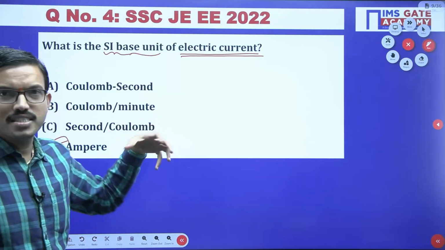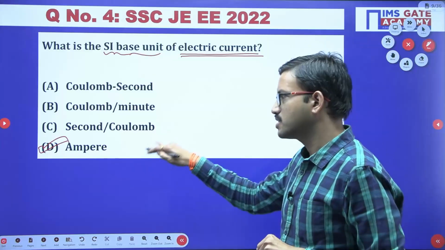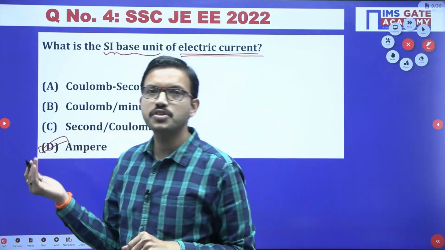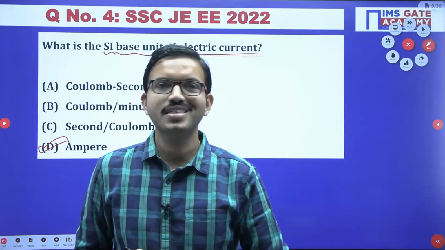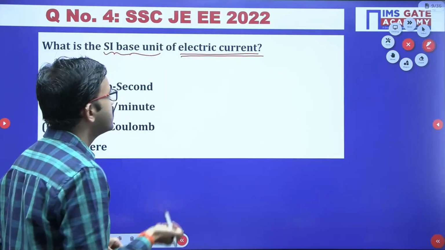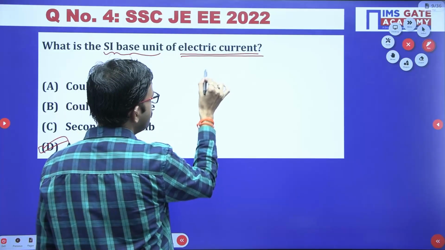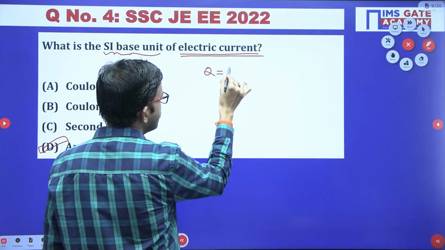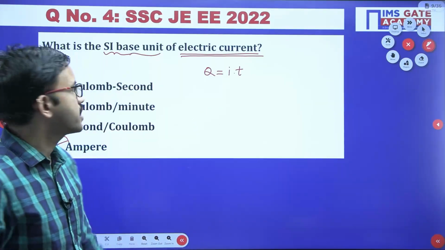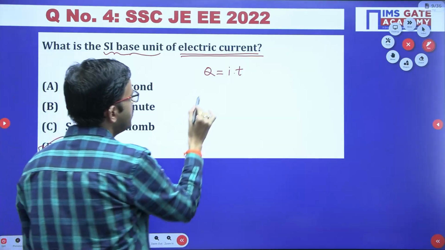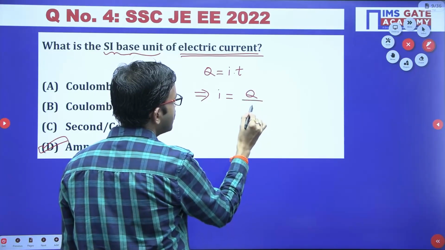But generally, you can recall: suppose ampere is not given. Since it is given, we have chosen it. But if ampere is not given, what could be the other way to represent the SI unit for current? For that I am giving a brief here. We can write Q equal to I into T, current into time. From here, just rearranging, current equals charge divided by time.